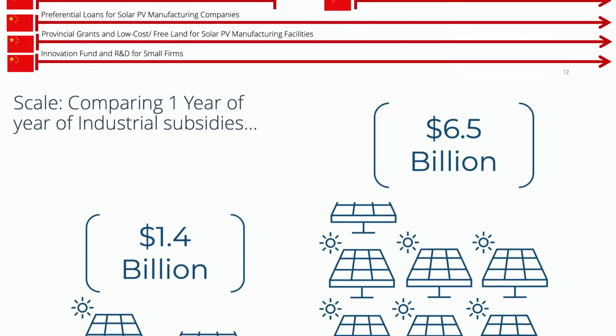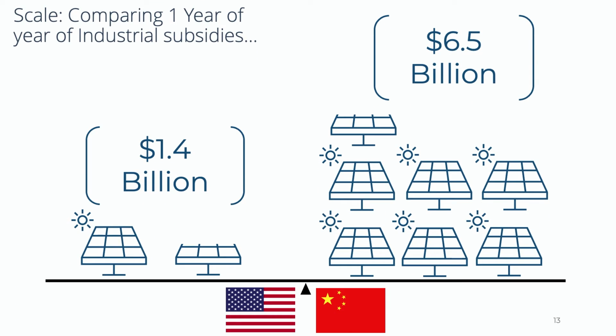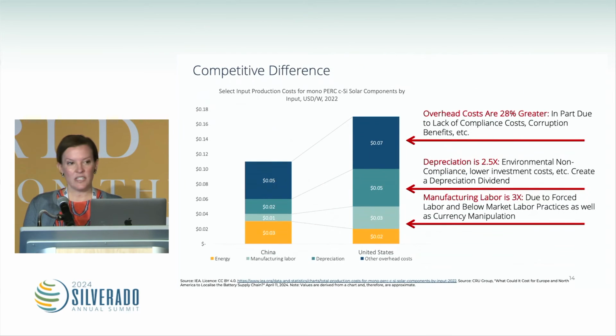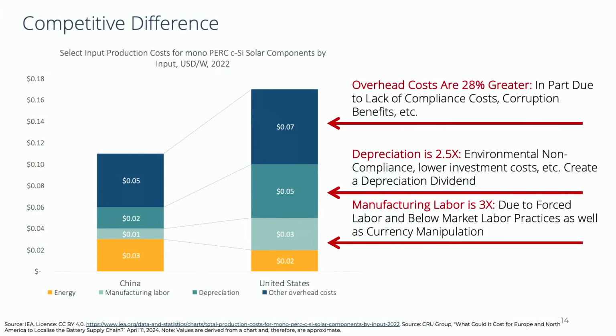Now, one year into subsidies, it doesn't look good so far. China spends about $6.5 billion a year on solar subsidies. The US just $1.4 billion. And this leads to real competitive differences in manufacturing solar products. The overhead costs are about 28% greater in the United States. This is due to lack of compliance costs. If you don't have to do any environmental controls, you don't have to write any sort of paperwork to tell your environmental official that you're following the rules. Benefits of corruption also lead to real overhead cost benefits. Depreciation is 2.5 times greater in the United States.